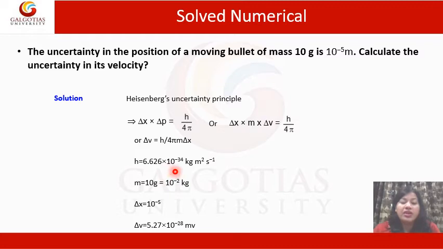6.626 multiplied by 10 raised to power minus 34 kilogram meter square per second, where m, that is the mass, is 10 grams. So we convert gram into kilogram. So this is 10 raised to power minus 2 kilogram. Change in position is 10 raised to power minus 5. So apply all the values in this formula and get the answer, that is 5.27 multiplied by 10 raised to power minus 28 meter per second.